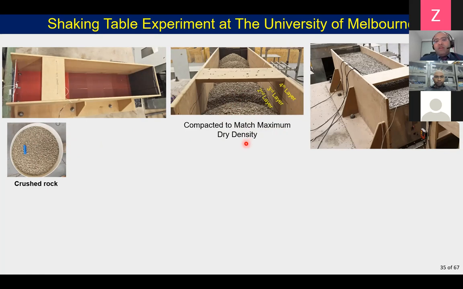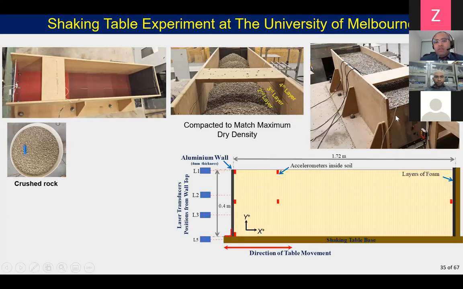And then try to find out the maximum dry density of the compacted crushed rock, and then place it, use vibration to level it, and at the end you make one layer, two layers, three layers based on the controlled density calculations, and you come up with this model. So this is the final model, and this is the instrumentation setup.